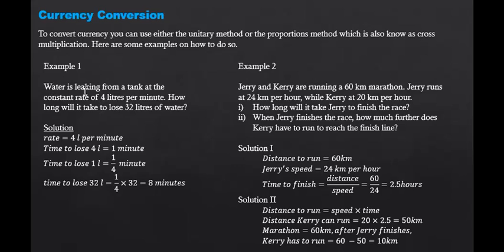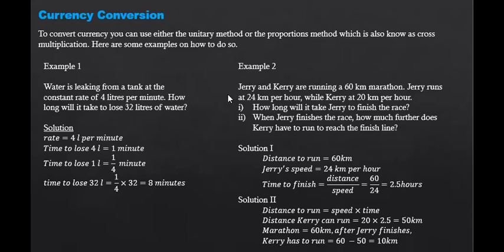Example 1: water is leaking from a tank at a constant rate of 4 liters per minute. How long will it take to lose 32 liters of water? Using the rate of 4 liters per minute, we want to find out how many minutes it takes to lose 1 liter. So it takes 1/4 minute, or 0.25 minutes, to lose 1 liter of water. To lose 32 liters, you multiply this by 32 to get 8 minutes. Any questions?